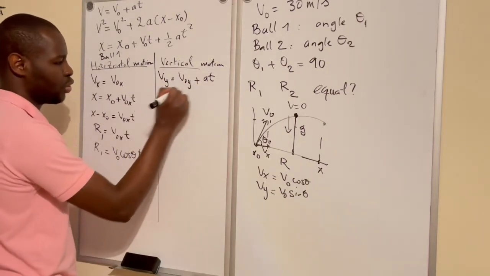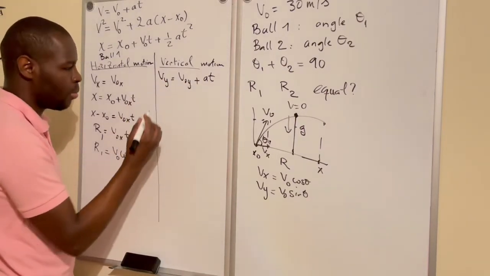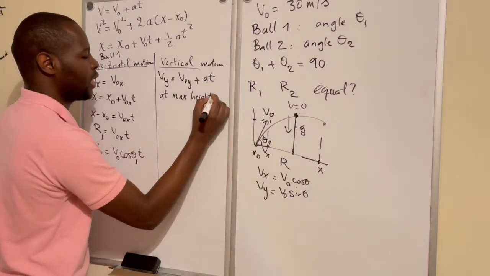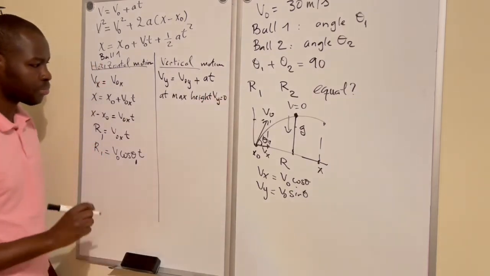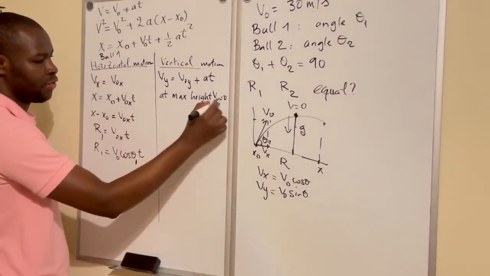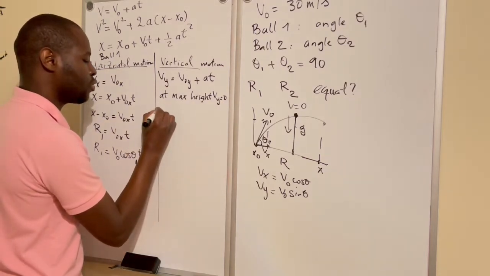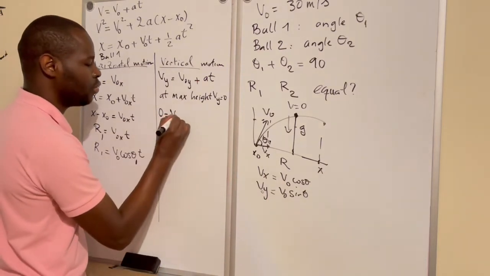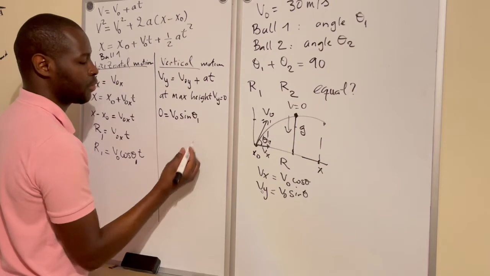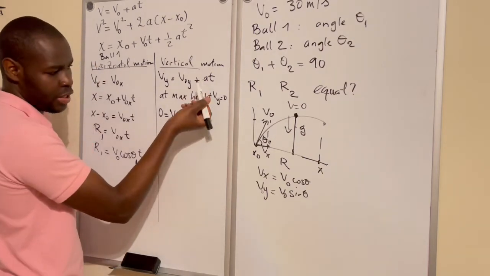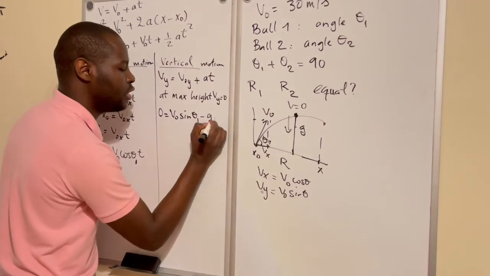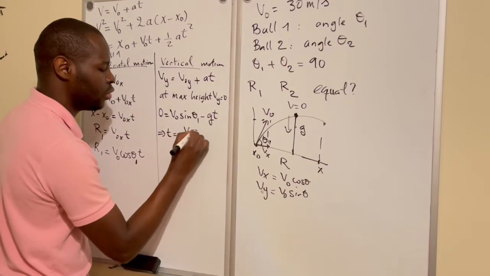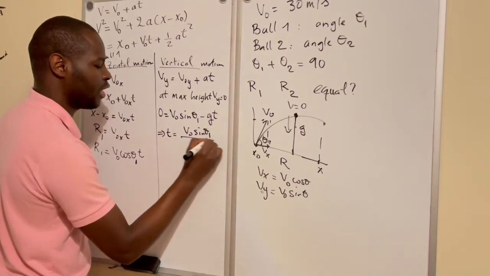Now, this equation is actually enough for us. We said that at max height, Vy equals 0, right? So the final velocity is 0. So we can set this equal to 0. Now what is V0y? We say V0y equals V0 sine theta 1, plus, since acceleration is going down, negative gt. So we can go ahead and solve for t. So t equals V0 sine theta 1 divided by g.